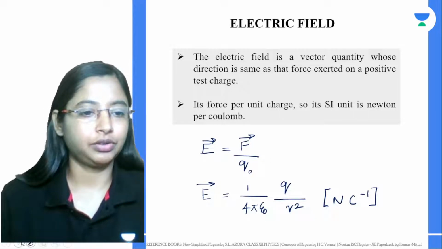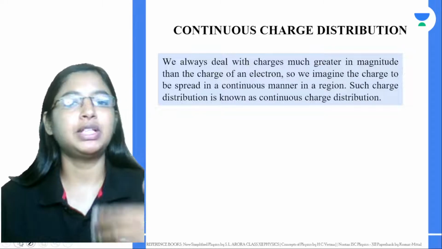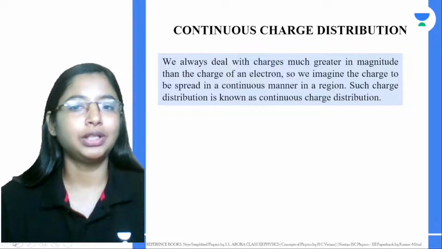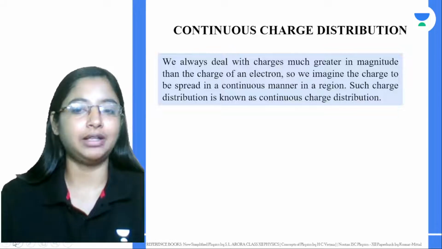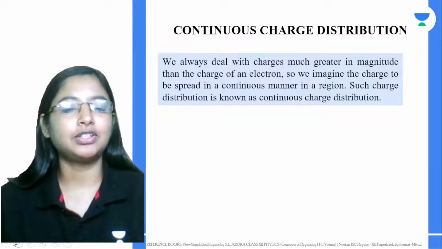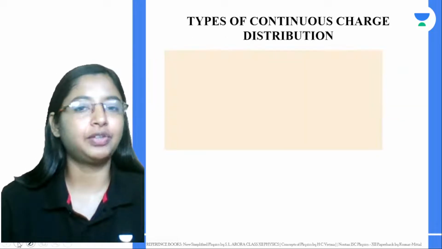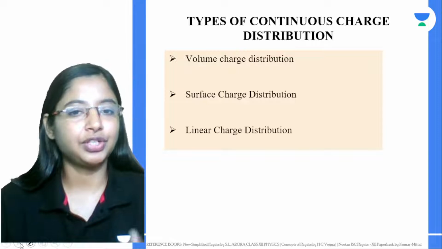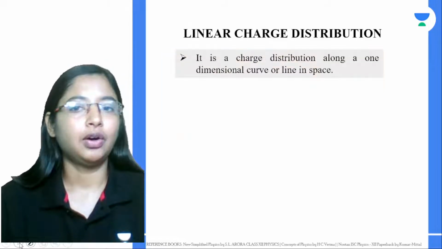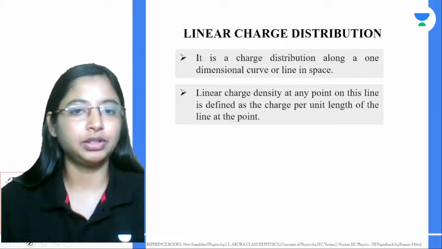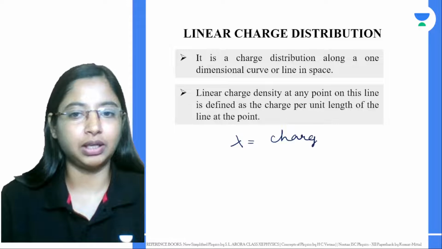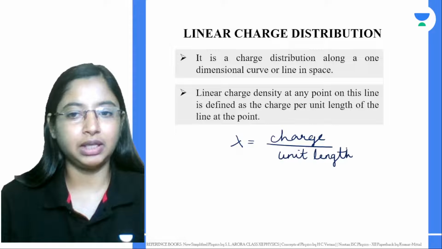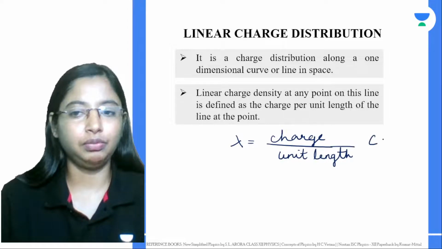All right, next topic: we started with continuous charge distribution. Just imagine the charge is spread in a continuous manner in any given region. Such a distribution is a continuous charge distribution. There were three types: volume charge distribution, surface charge distribution, and linear charge distribution. For the linear charge distribution we use lambda, which is charge per unit length, so the unit is Coulomb per meter.